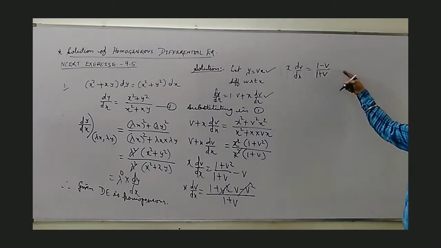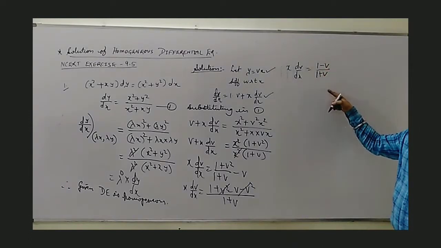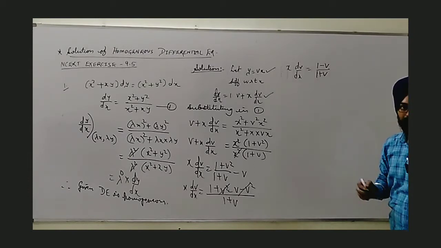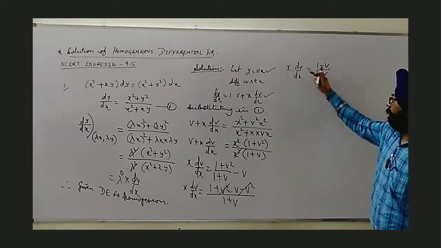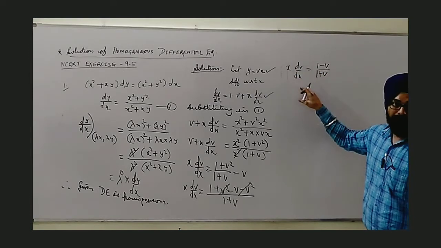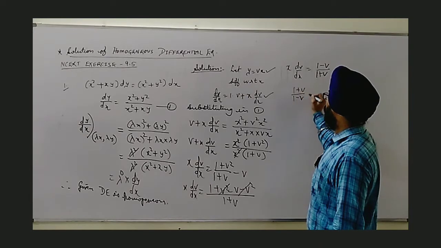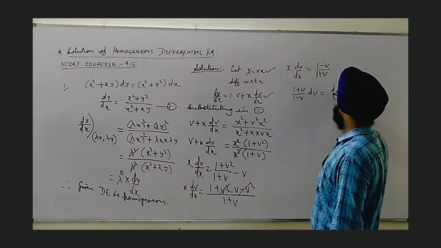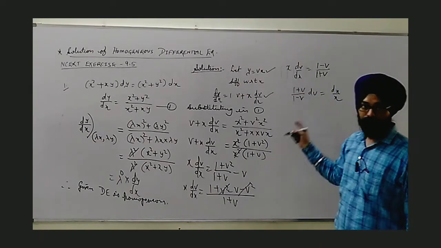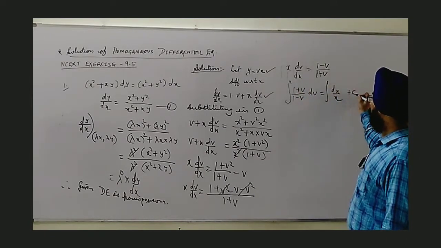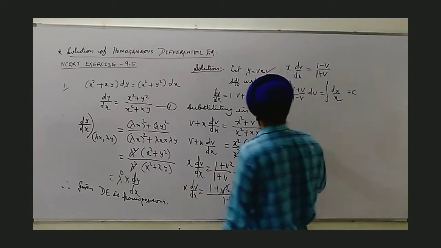Now you can see the equation is completely in terms of v and x. This converts into separable form. This whole function can be written with dv and this group of x can be shifted to the right side. So we get (1 plus v) upon (1 minus v) dv equal to dx upon x. As soon as we get separable form, we have to integrate here only. Let's begin the integration.